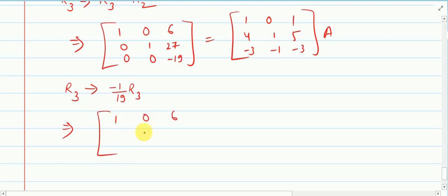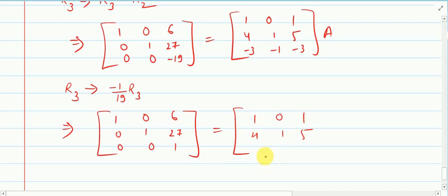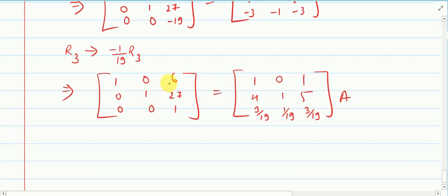So we will get this: 1, 0, 6, 0, 1, 27, 0, 0, 1, and here we get 1, 0, 1, 4, 1, 5, 3 by 19, 1 by 19, 3 by 19, and here A. Now we have to make these two 0, so I can use the third row to make them 0. So R1 will become this, and R2 will be this.